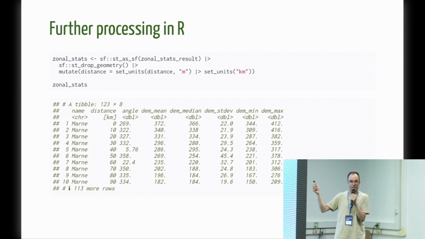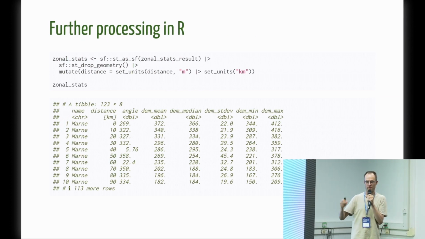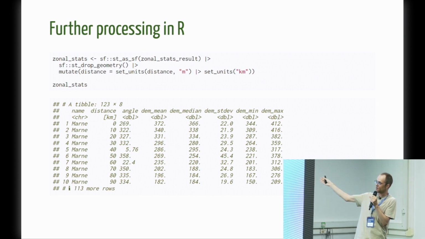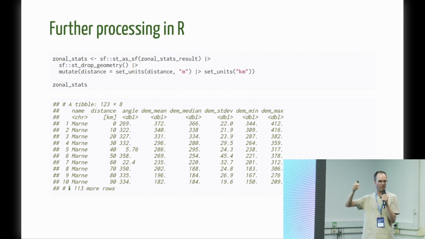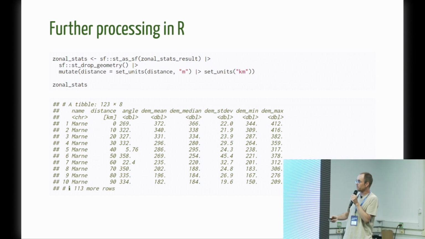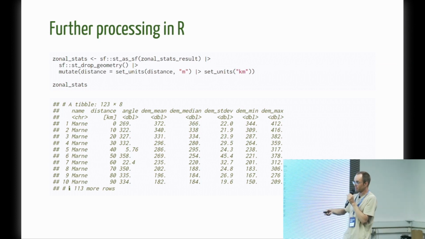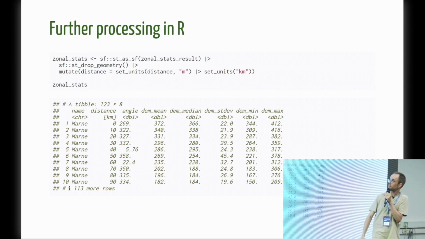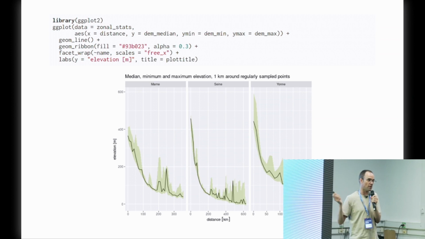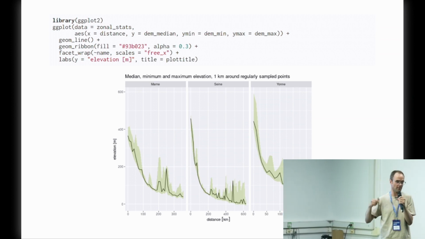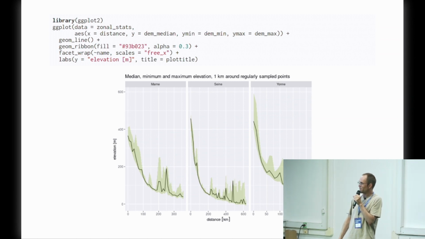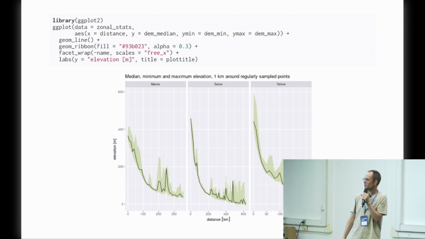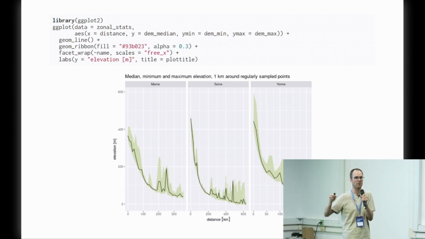So we can take that vector. It's still the polygons of the buffers, but we can here extract what we really need, statistics about, in this case, elevation data within these buffers. And well, we do some data wrangling, and then we have this result, which we can, of course, in R then further process and make simple graphs. In this case, for example, you can do many other things as well, of course. But this is just to illustrate how a workflow could look like.